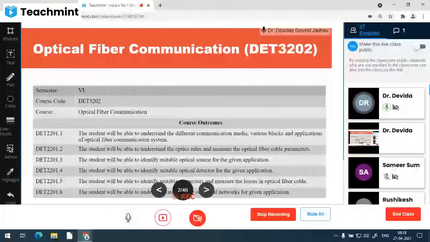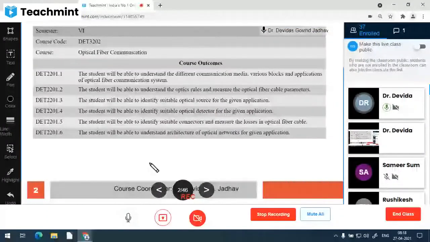So the course outcomes are: the student will be able to understand the different communication media, various blocks and applications of optical fiber communication system. The students will be able to understand the optics rules and measure the optical fiber cable parameters. The students will be able to identify suitable optical source for a given application. Students will be able to identify suitable optical detector for a given application. Students will be able to identify suitable connectors and measure the losses in the optical fiber cable. The students will be able to understand architecture of optical communication network, as a given application.